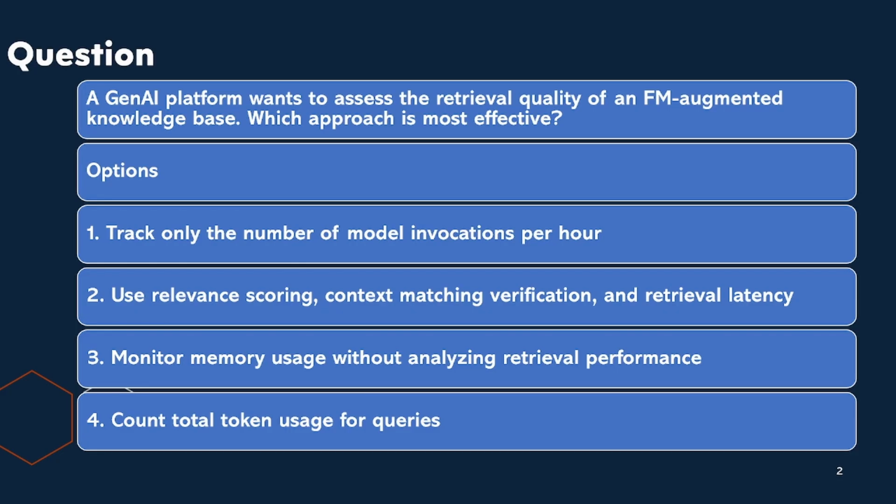So here's the exact question that was asked. A GenAI platform wants to assess the retrieval quality of an FM augmented knowledge base. Which approach is most effective? And then we get 4 options. Option 1, track only the number of model invocations per hour. Option 2, use relevance scoring, context matching, verification, and retrieval latency. Option 3, monitor memory usage without analyzing retrieval performance. Option 4, count total token usage for queries.